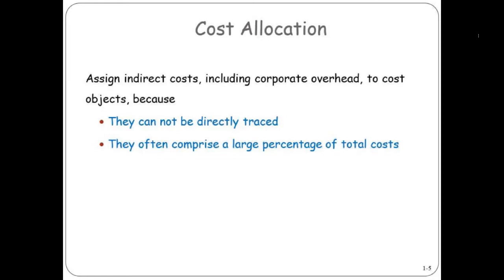So it's an allocation. Many costs are direct. There's no allocation there. They go directly to whatever object they should be going to. But cost allocation assigns indirect costs, including corporate overhead, to objects. And you have to allocate because you can't trace. And sometimes they comprise a large percentage of a total cost.